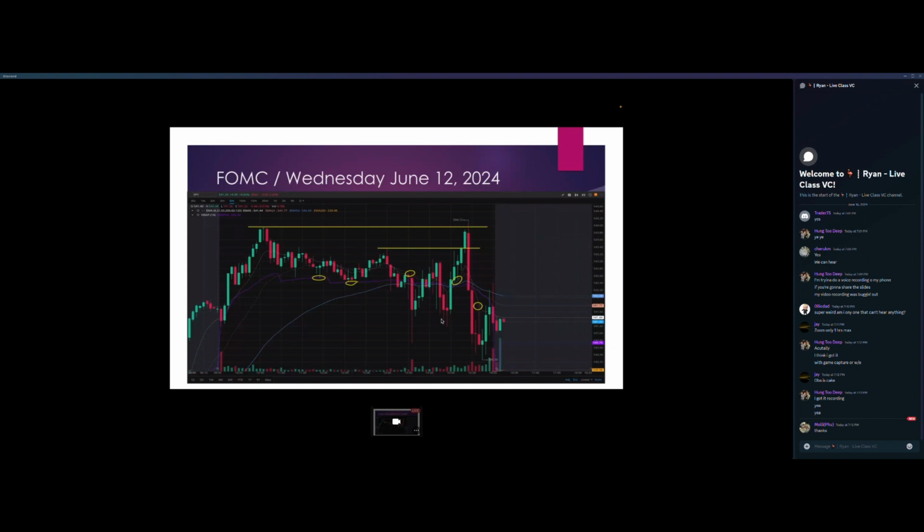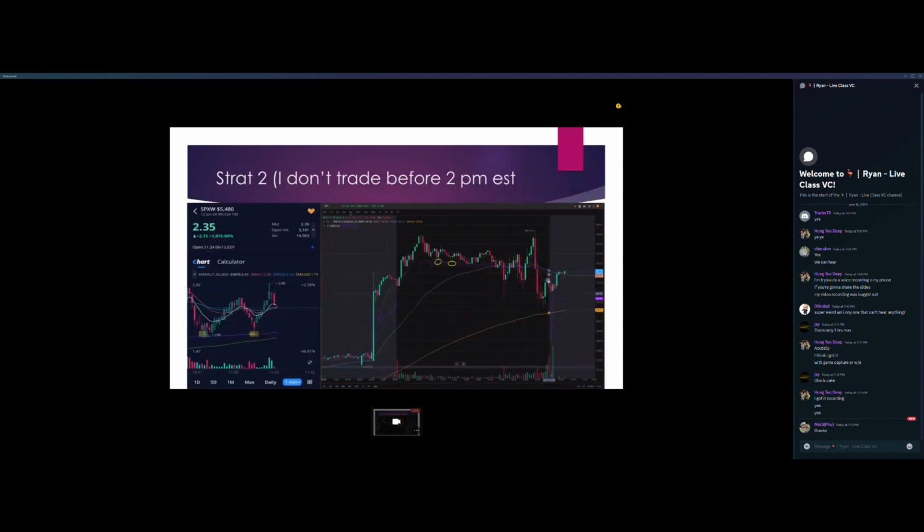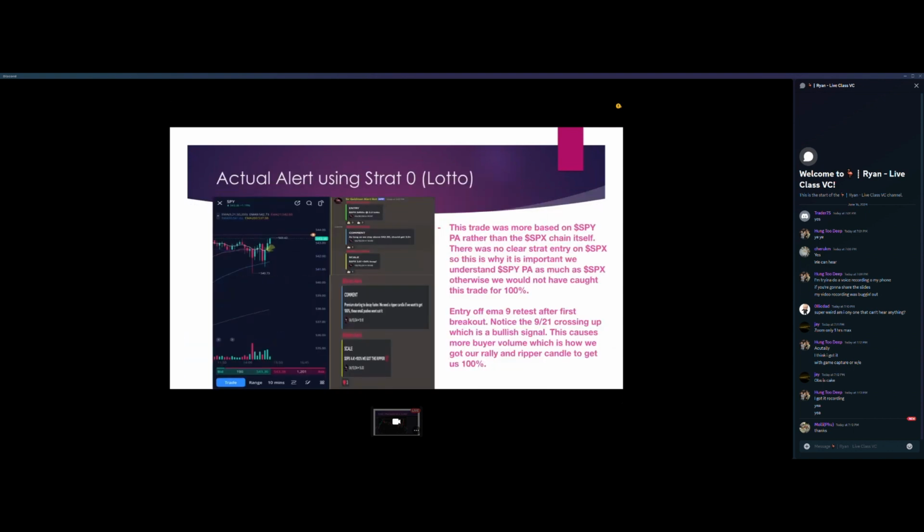We scaled, and then I got stopped out on this candle, and it went all the way down here. But yeah, FOMC, tough trade. Tough day to trade for sure. The good news is we got the clean trade. Let's go back to the actual trade that we made.